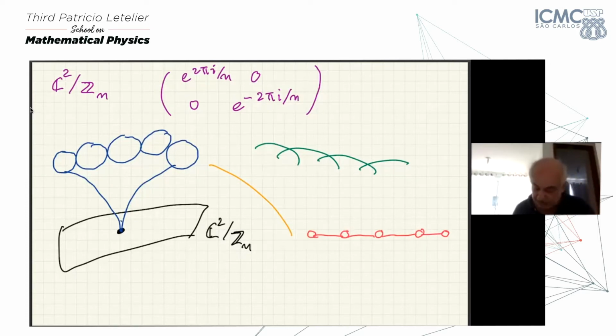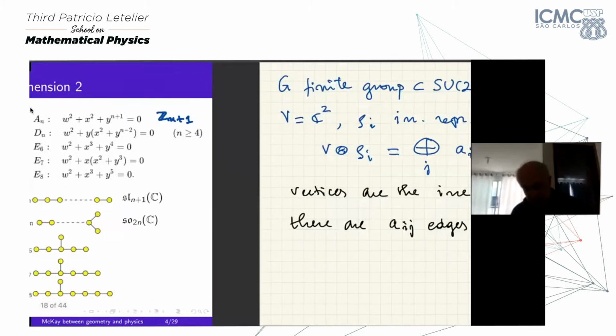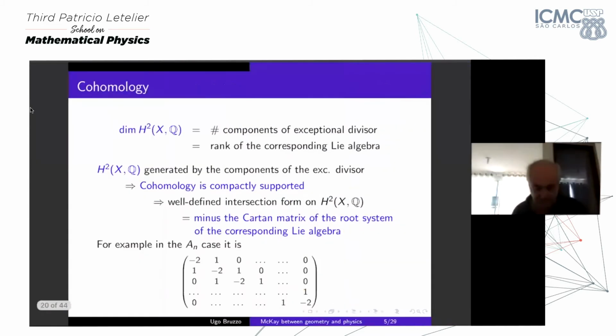So this is the situation for the action of Z6. And it is therefore the linking diagram of A5. Okay? Well, this is a geometric part of the McKay correspondence in 2 dimensions. Now we can write formulas, or we can write mathematical sentences instead of drawing.